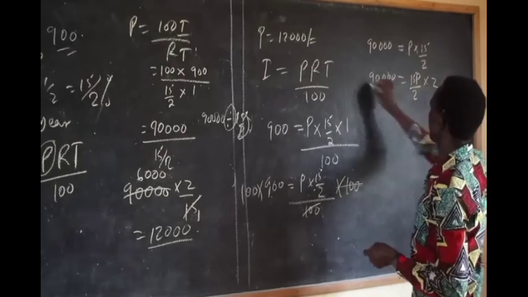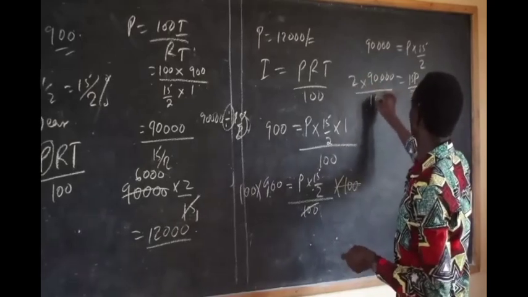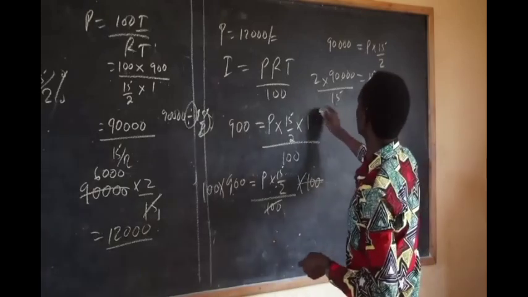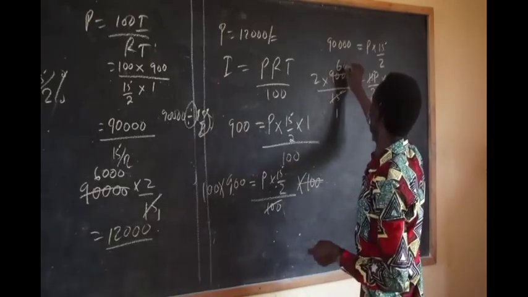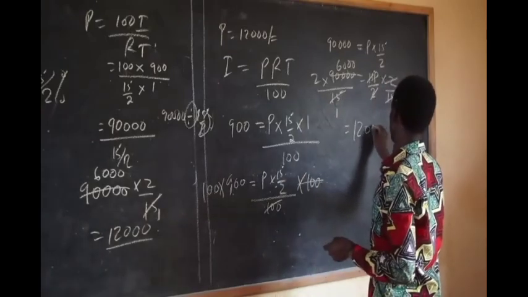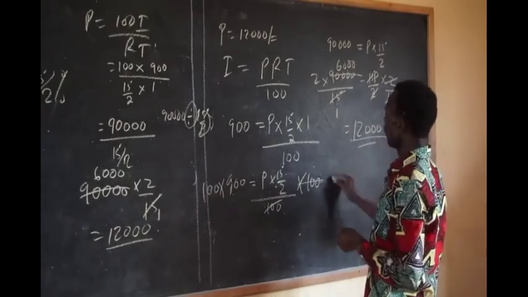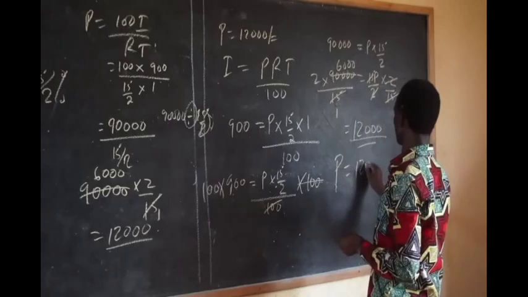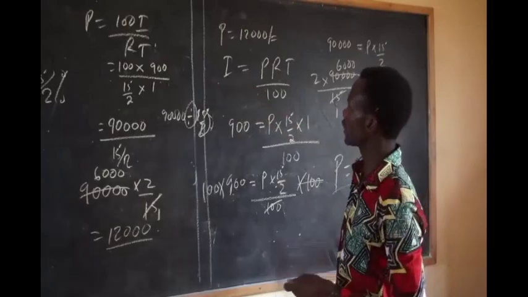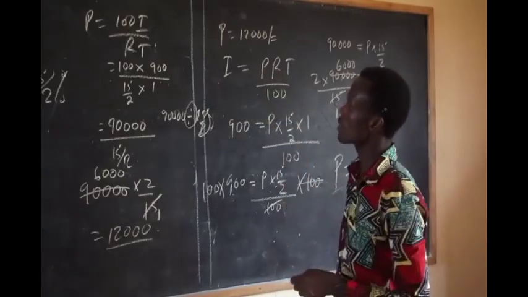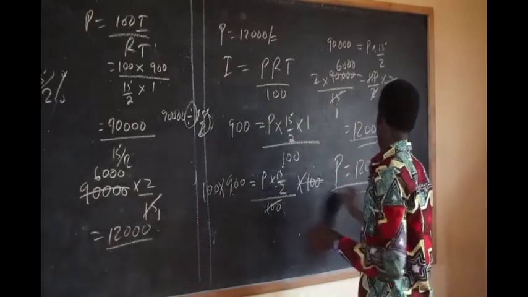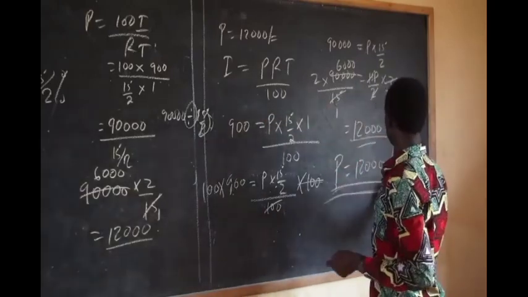Now you multiply by 2, then you divide by 15. Now 15 and 15, 2 and 2 cancel. Then it is 6,000 times 2, which is equal to 12,000. And now the principal is equal to 12,000. So we have got this 12,000 after applying what we've been given from the question. So the kind of question that we're dealing with is interest. We substitute what we're given, then we get the correct answer. And therefore the principal is equal to 12,000.